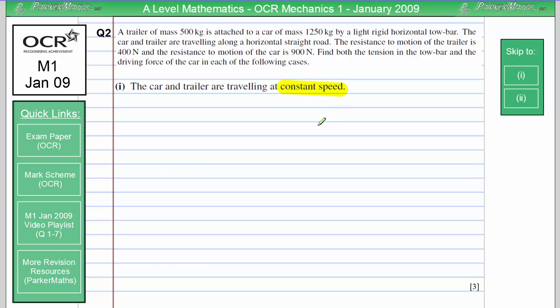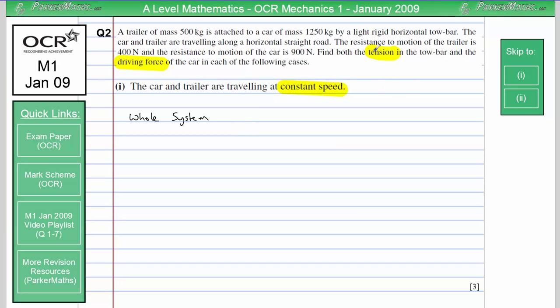speed. So things we need to work out in this question, we're looking at the tension in the tow bar and also the driving force of the car. Now whenever you've got any system which has got two things that are connected together, like in this case a car and a trailer, there are three separate things you could consider. You could consider the whole system, which is the car and the trailer all in one go. You could consider the trailer on its own and what forces are acting on that, or I could consider the car on its own.